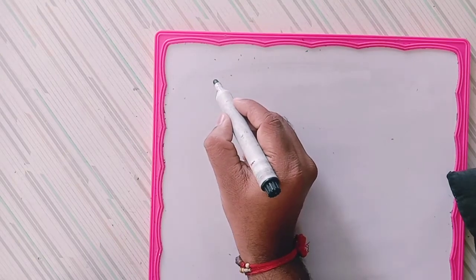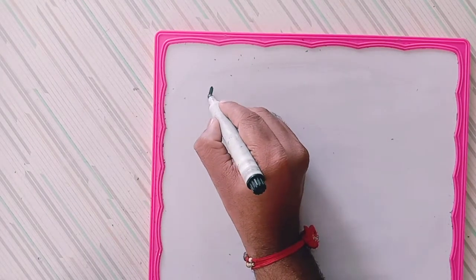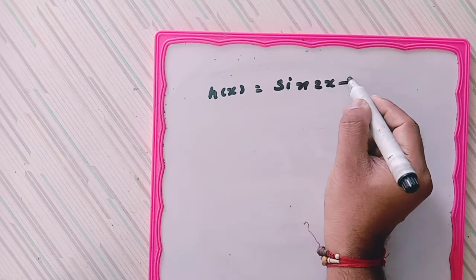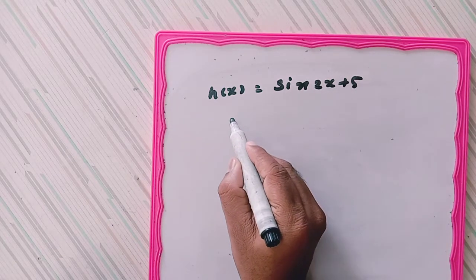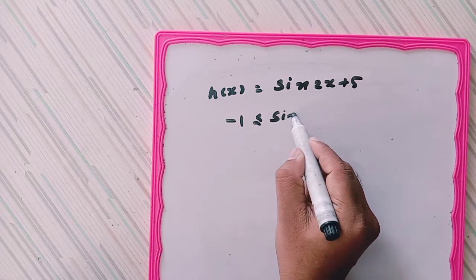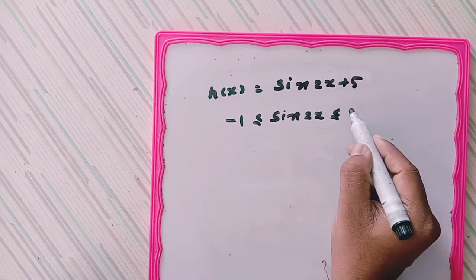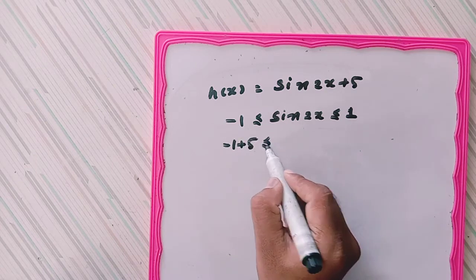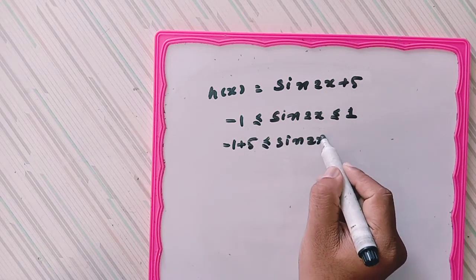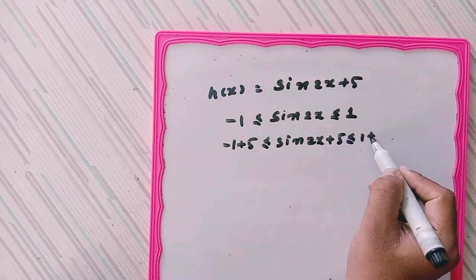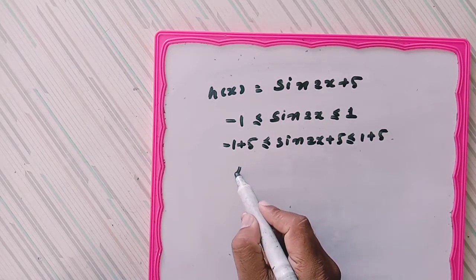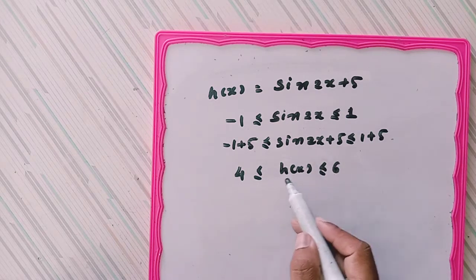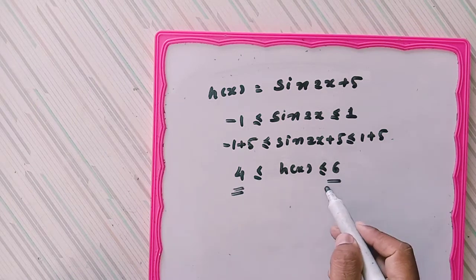Now we have the next question, h(x) equals sin 2x plus 5. So we know that minus 1 is less than or equal to sin 2x less than or equal to 1. And so we add 5 to both sides, then minus 1 plus 5, sin 2x plus 5, less than or equal to 1 plus 5. So we can write 4 less than or equal to h(x) less than or equal to 6. And so h(x) has minimum value 4 and maximum value 6.